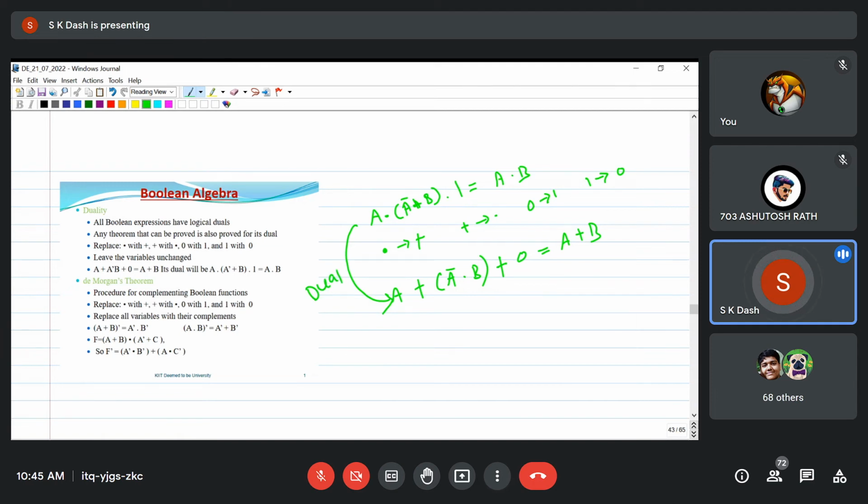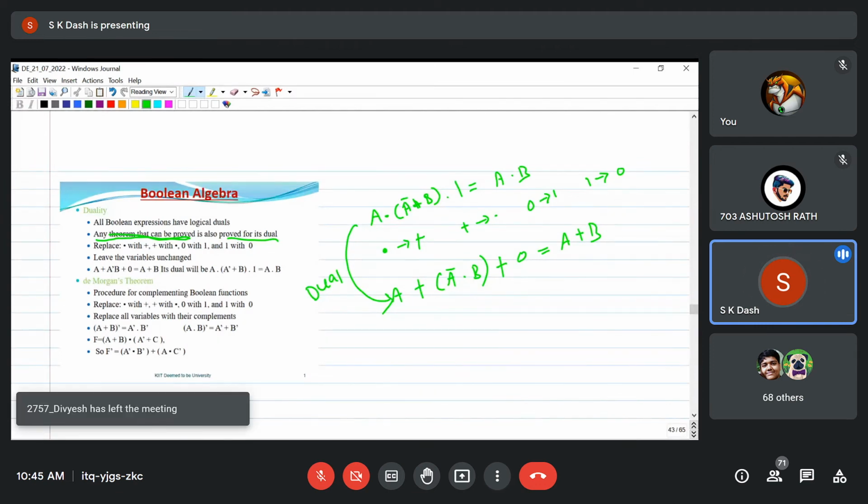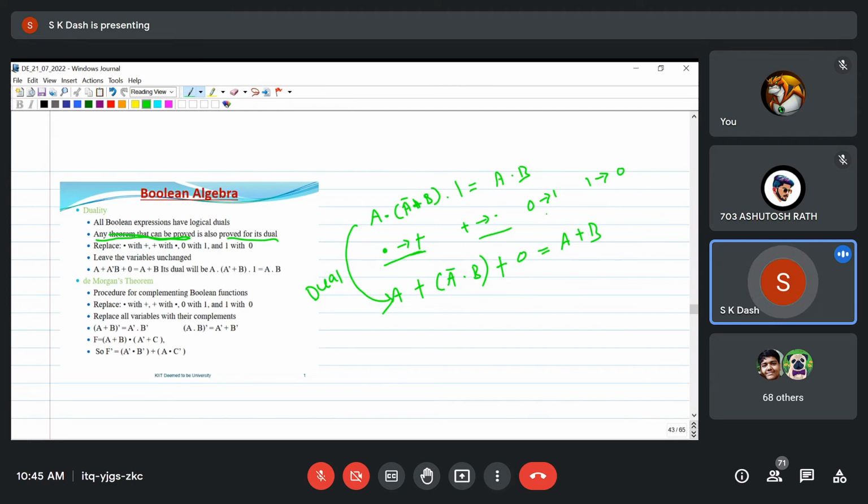Then what is the importance of dual? Once any theorem is proved, then its dual is also proved. If any function is true, then its dual is also true. No need to prove it further. If any function is true, its dual will by default be true. So how to get the dual? By interchanging dot with plus, plus with dot, 0 with 1 and 1 with 0. Let's take another example.